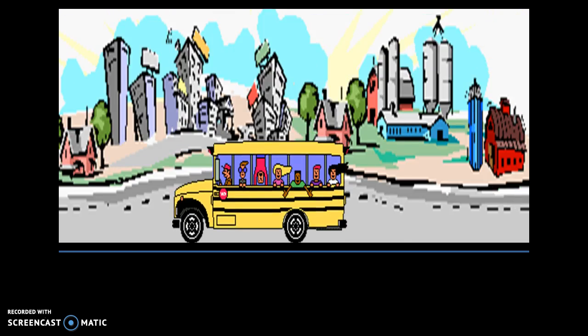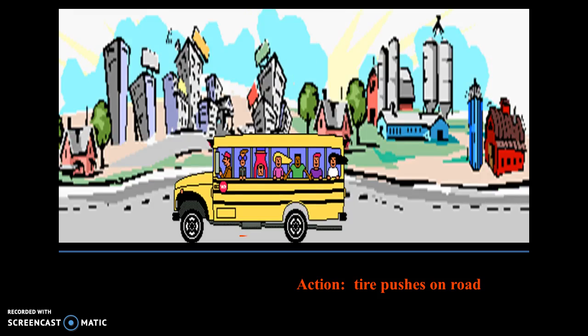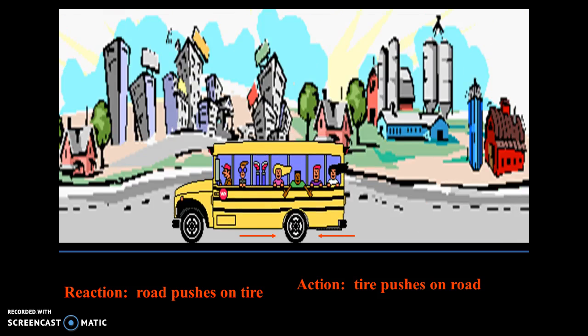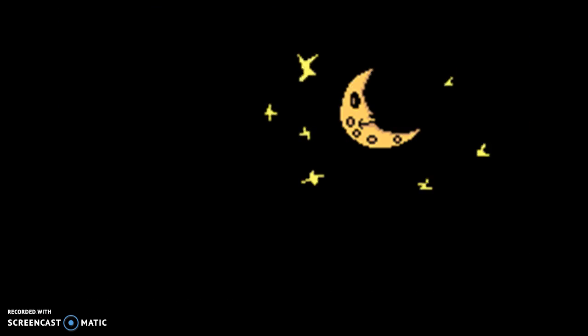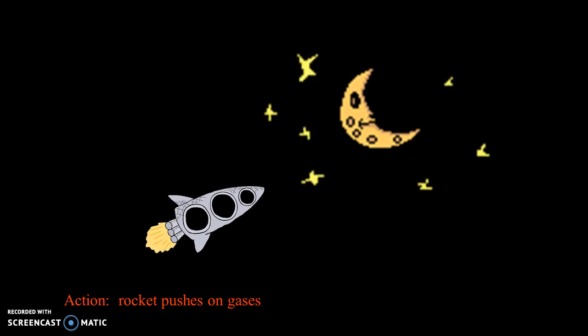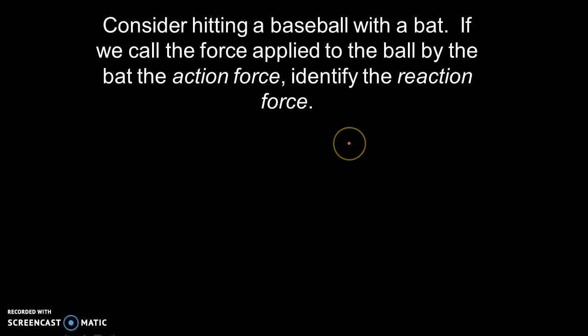Another example is the bus tires push on the road, and the road pushes back on the tire, causing that friction or that movement. Another more clear example is when you are shooting out into space. The rocket pushes out the gases, which allows it to move, and the reaction is the gases push on the rocket, causing it to move out into space.